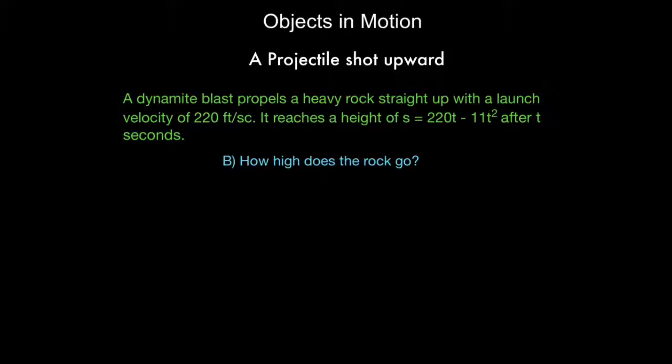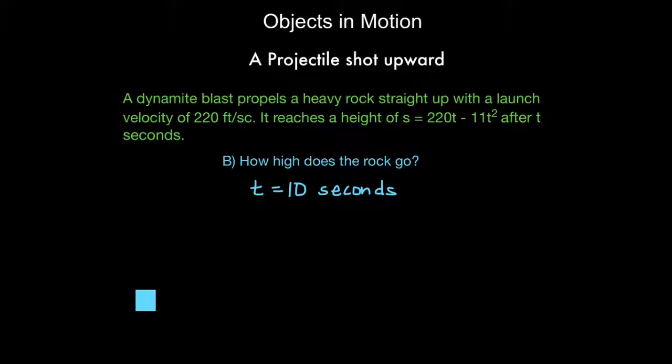Another question we might be asked is, how high does the rock go? In the last problem, we found when the rock reaches its highest point, and that is the point between when the velocity is positive and when the velocity is negative. So we got a time of t equals 10 seconds, which again is the point where the velocity reaches 0 because it goes from positive velocity to a negative velocity.